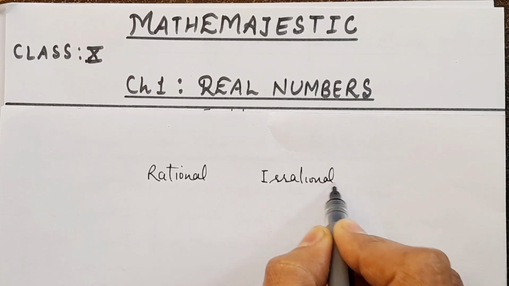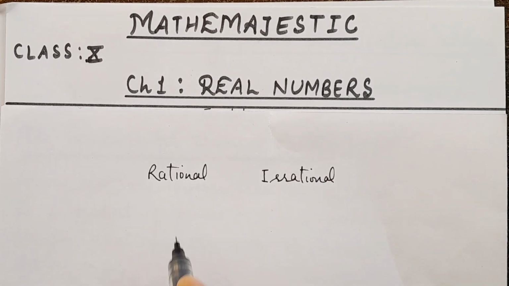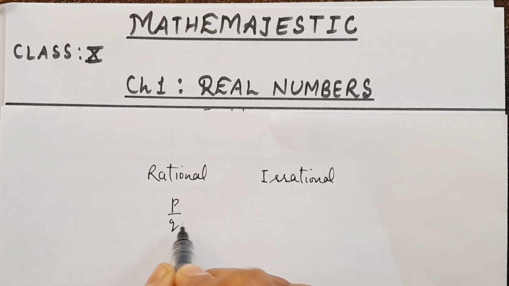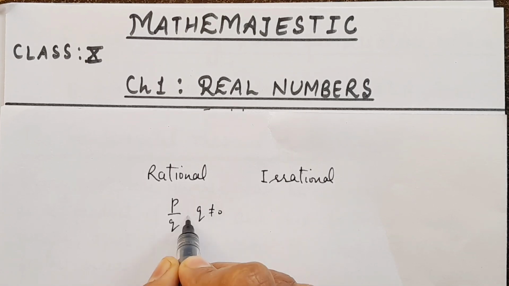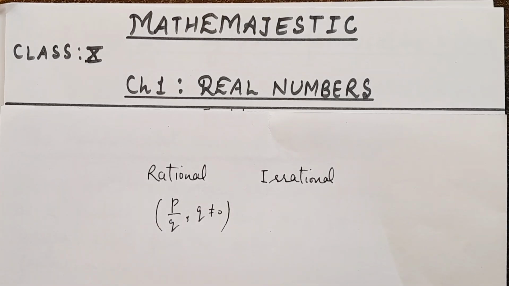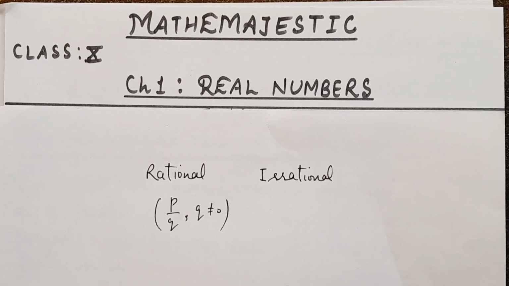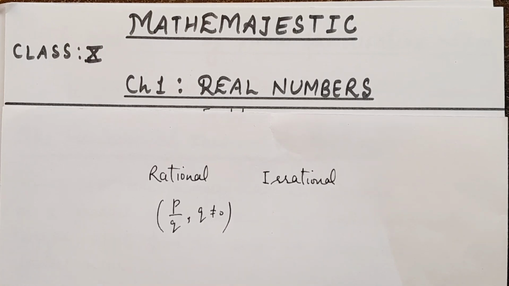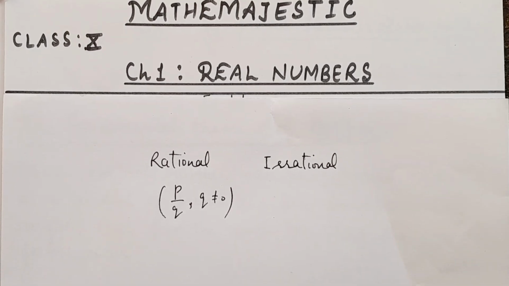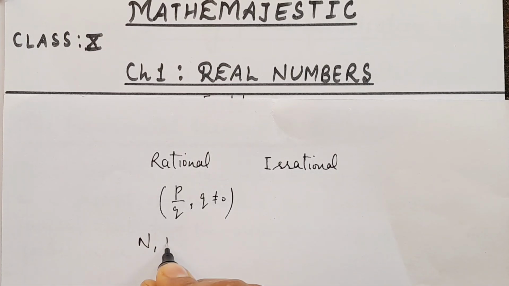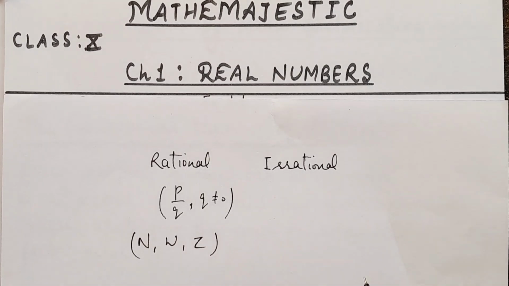Rational numbers are the numbers which are of the form p by q, where q is non-zero. These numbers are called rational numbers. So all the natural numbers, all whole numbers, integers, all are the part of rational numbers. Natural numbers, whole numbers, integers, all are rational numbers.